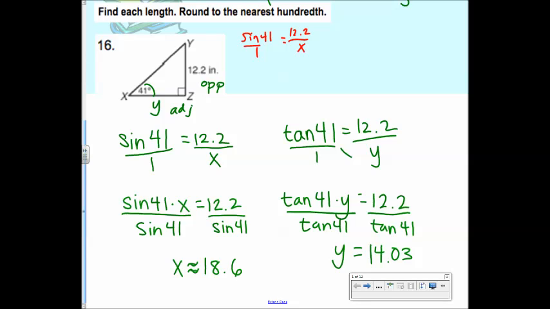Because sine and cosine and tangent are all different ratios. So we use the same angle, but we're doing different sides. Because here we're looking for this side, this was x. Here we were looking for x, so it was a different side. And here we're looking for y.